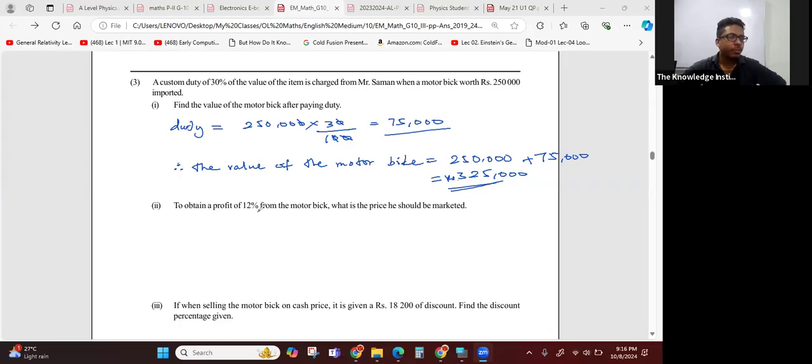To obtain a profit of 12% from the motorbike, what is the price it should be marked? So here, profit percentage, which you have studied in grade 9. Profit percentage.